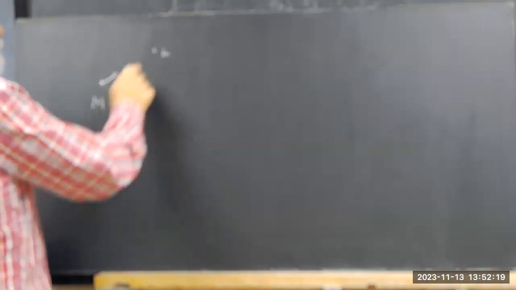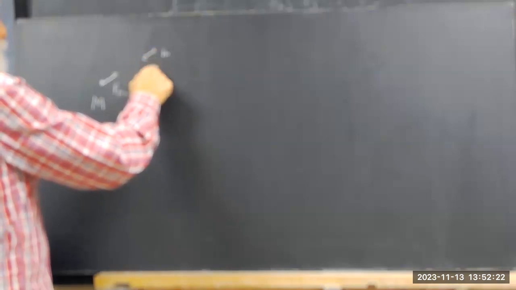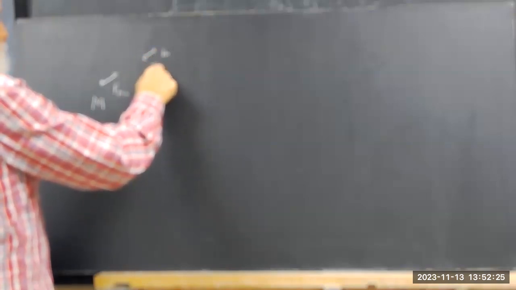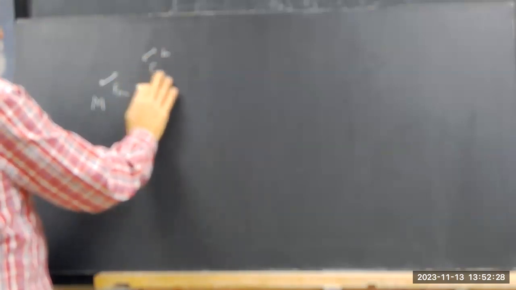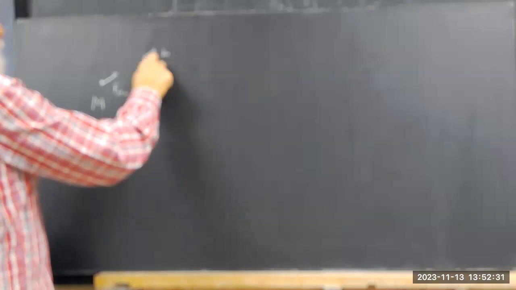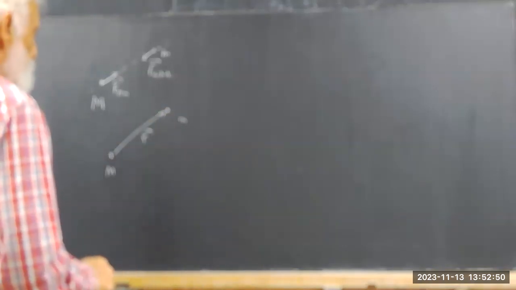These masses exert forces on each other. We've got a force here: the force on mass big M exerted by little m, and an equal and opposite force on little m exerted by big M. So it'll be a straight line. Here's our R vector.